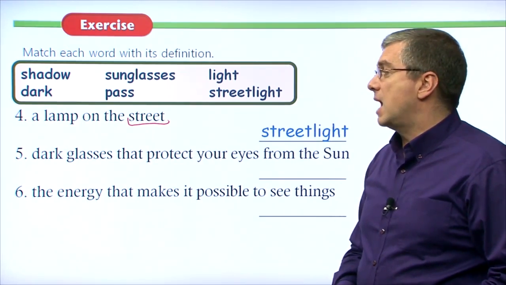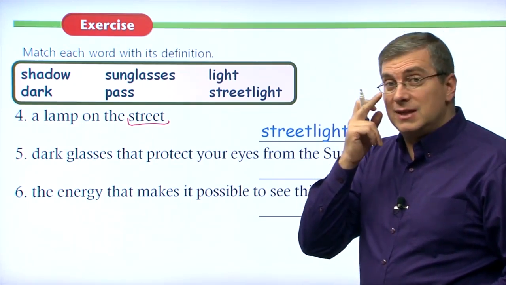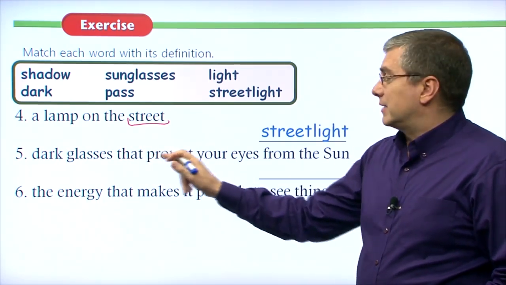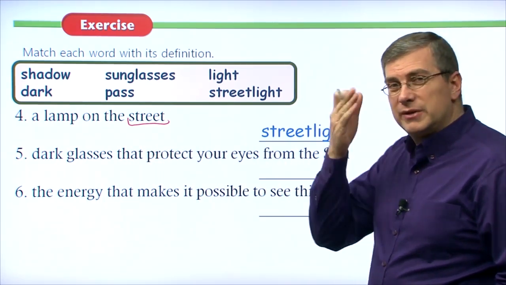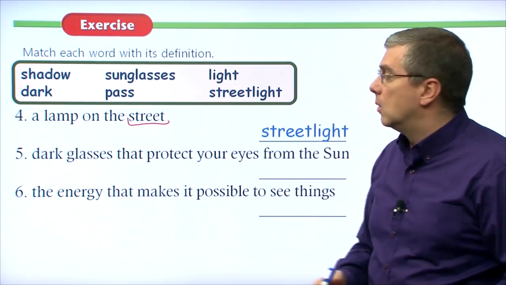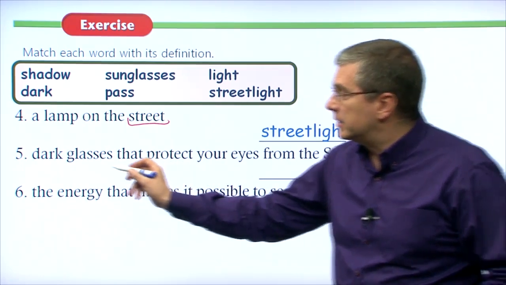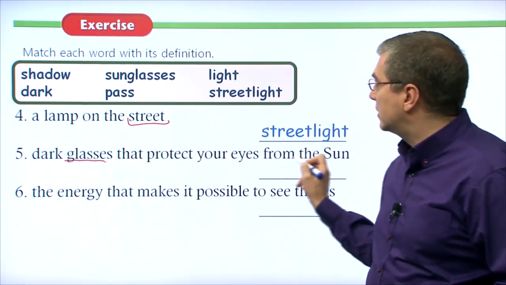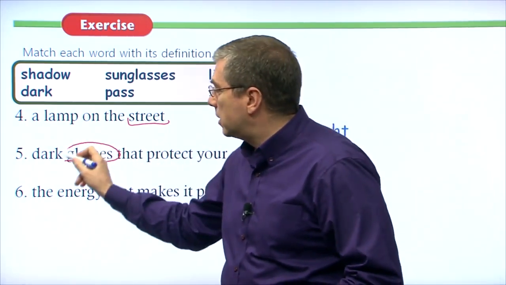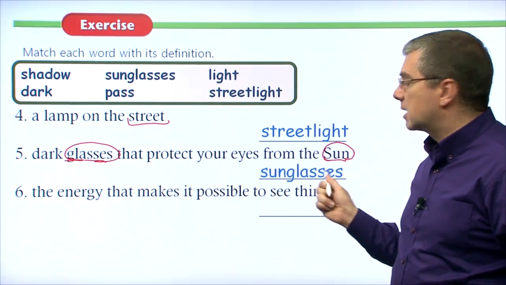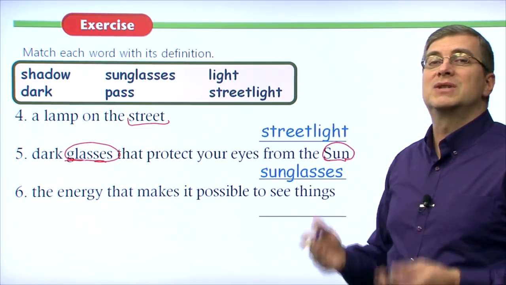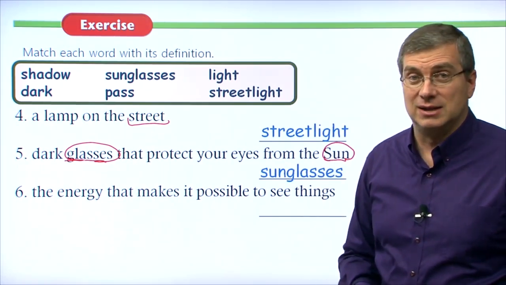Next is number five, dark glasses. Not these glasses. These glasses are not dark glasses. But dark glasses that protect your eyes from the sun. So you might want to wear these if you go out on a bright day. What are these called? They're glasses, right? Protect your eyes from the sun. So we put this word and this word together. What do we have? Sunglasses. They're glasses you wear to protect your eyes from the sun.